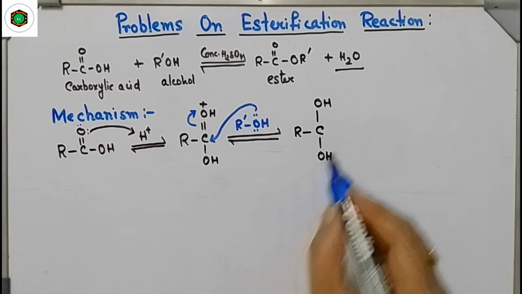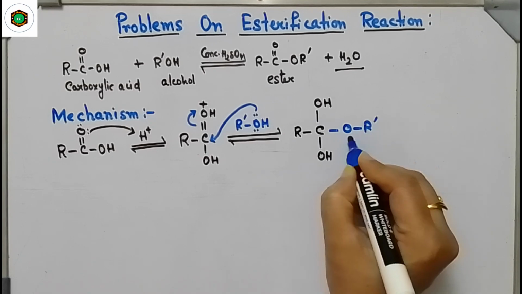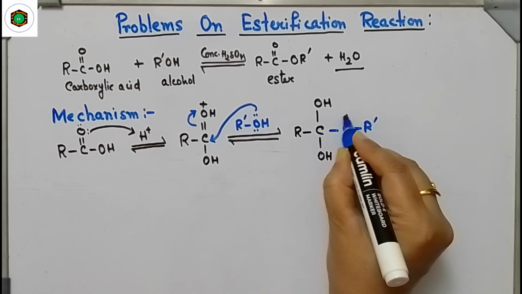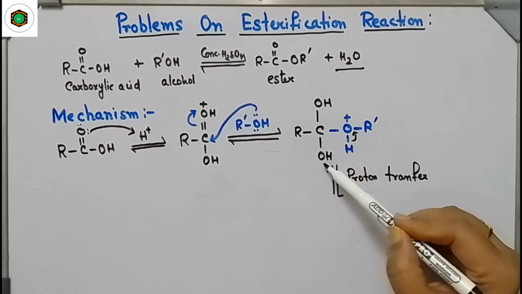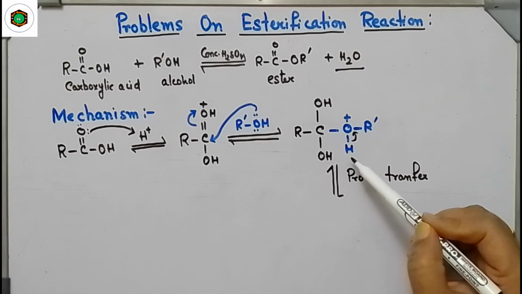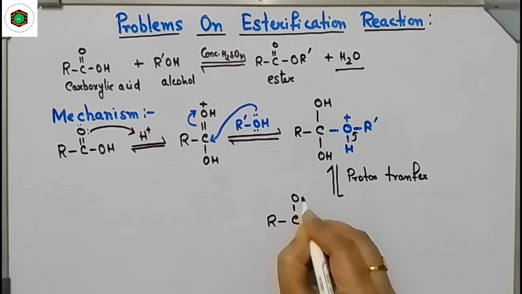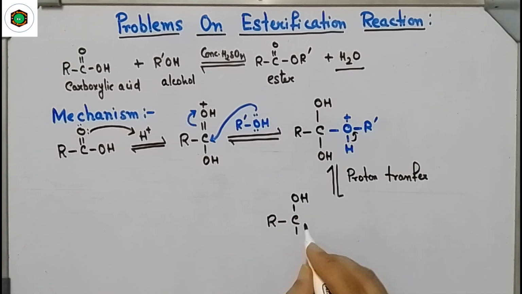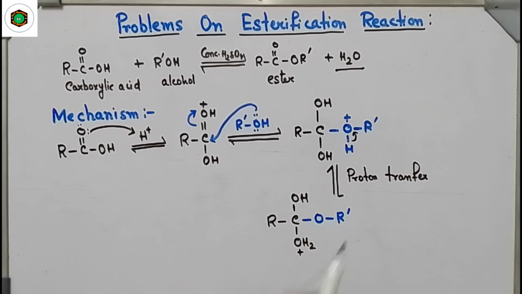In alcohol part we will get this plus. After that proton transfer will take place from here to here. Oxygen lone pair will be donated to H+ and we will get R, C, OH, here OH2+ and here this. So intramolecular proton transfer is taking place.